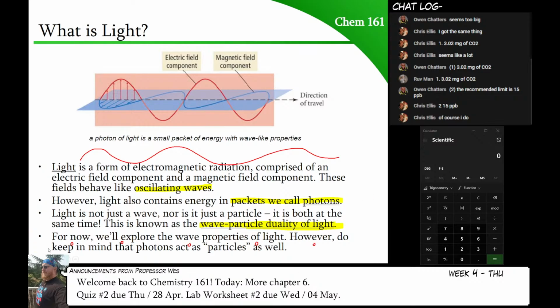This first section that we're going to talk about, we're going to look at the wave properties of light. Those are going to be important to us because they're going to measure properties like energy and frequency and what color the light is and so on. We're going to come back to the idea of particles and photons later on.